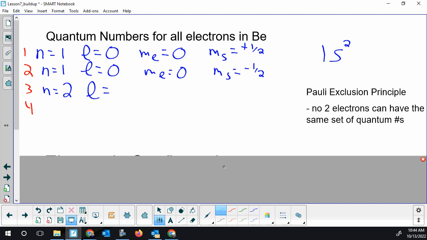Now 0 and 1 are both allowed, but we have to start at the lower energy version first. So 1s, 2s comes next. 2p is of higher energy. Don't write this. There are two options, the s and the p. The s is lower energy, the 0 is lower energy, the 1 is the p, which is higher. So I have to start with the lower, the 0.